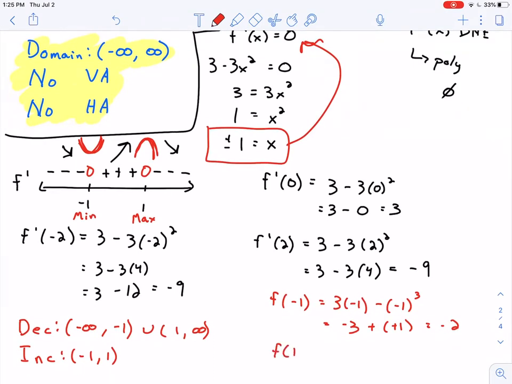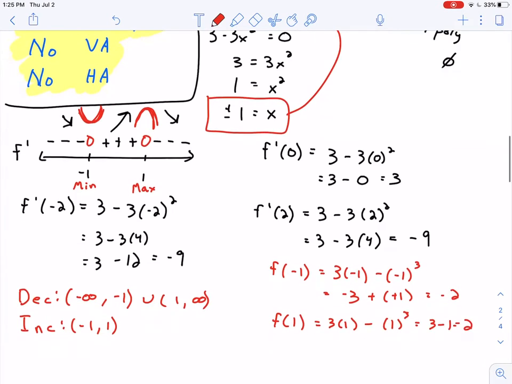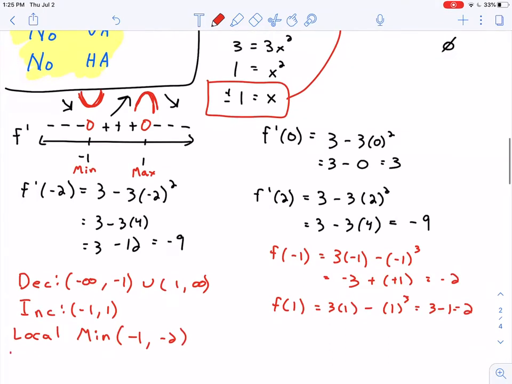And we'll do the same thing for 1. This is 3 times 1 minus 1 to the third. Here I've got 3 minus 1 gives me a +2. So I have a local minimum we said. Let me clean that up a little bit. A local minimum, and I'm just going to give the coordinates here, -1, -2. I have a local maximum at 1, +2. So here's everything that I can gain out of that first derivative.